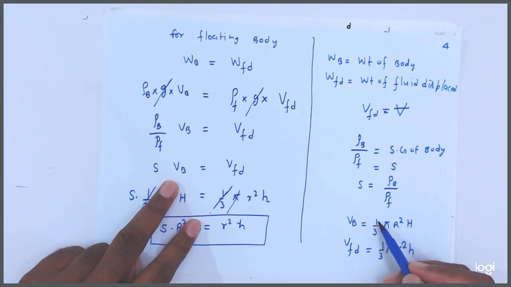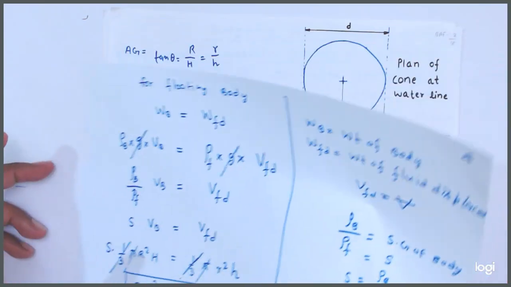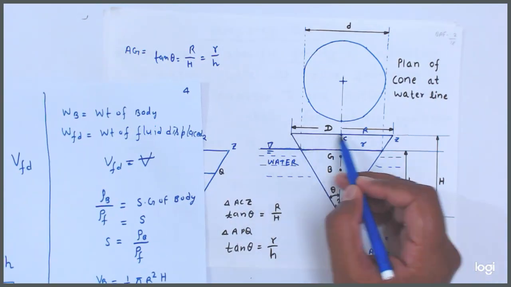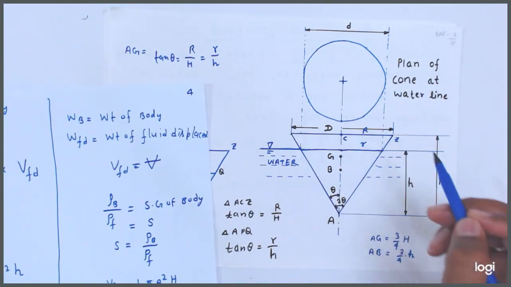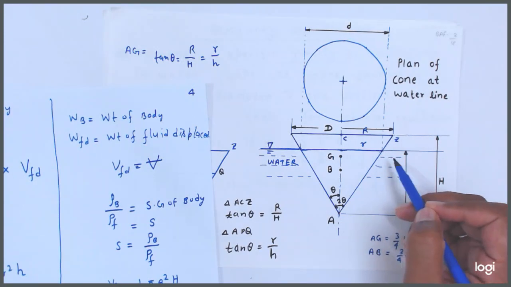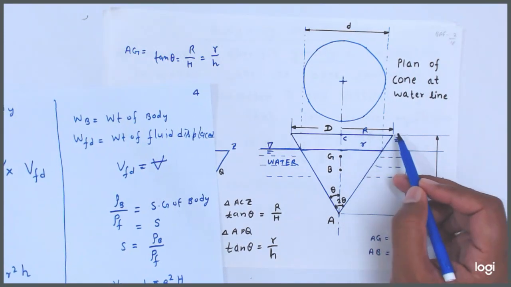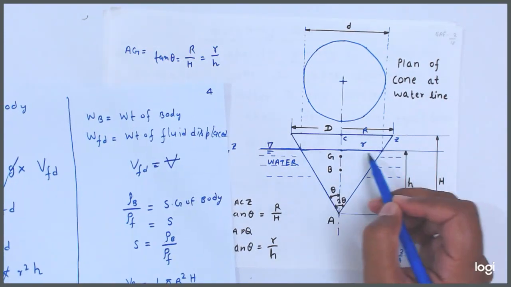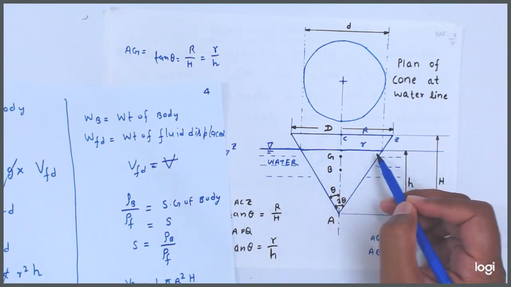In the case of a cone, volume of body is equal to 1 by 3 into pi into capital R square into capital H. And what will the volume of liquid displaced be? This is the body, so what will its volume be? 1 by 3 into pi into capital R square into capital H. Similarly here, this is the body, and this is the volume inside the water.